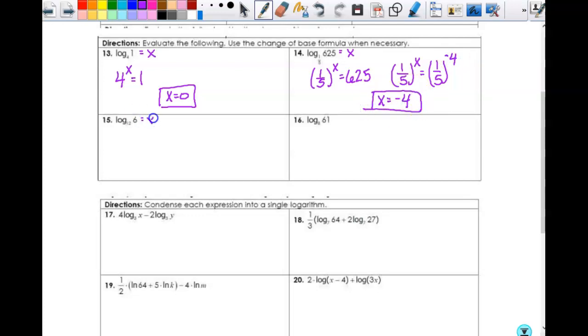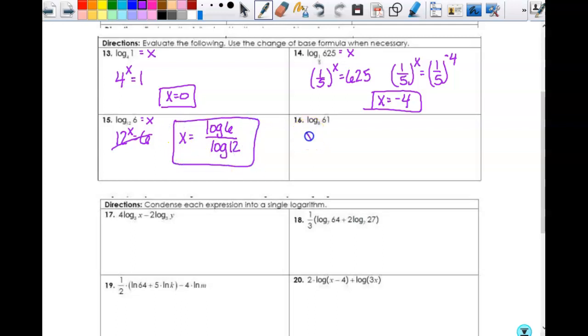Set this equal to x, so I would have 12 to the x power equals 6. Well, I don't know what that is, and I can't get a common base there, so I'm going to have to use the change of base formula here and do it differently. So basically that's not going to do me any good. And x is going to equal the log of 6 over the log of 12.